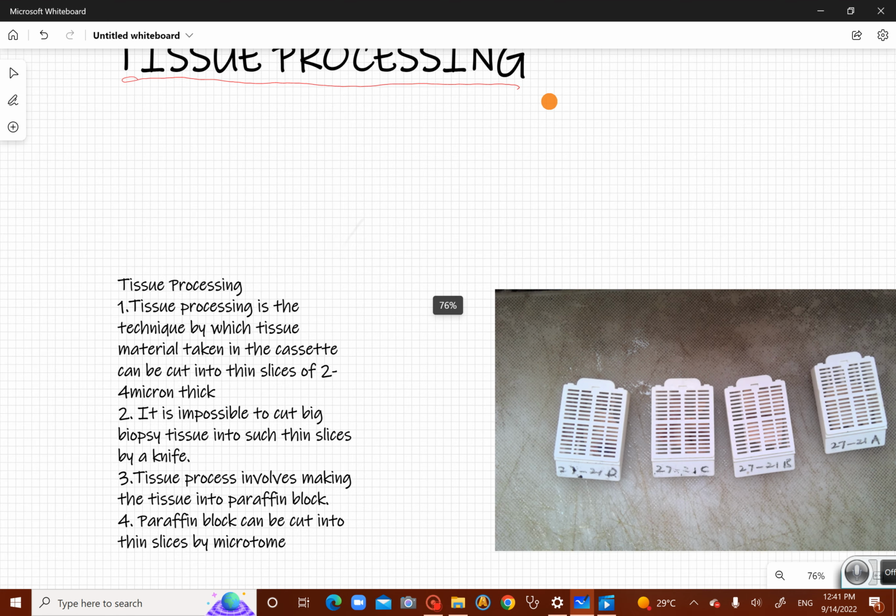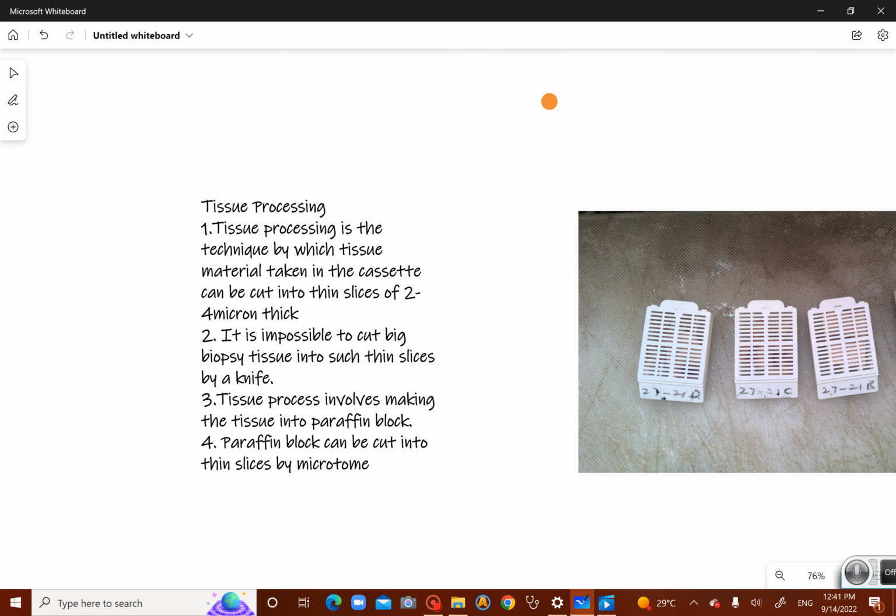Tissue processing is the technique by which the tissue material taken in the cassette can be cut into thin slices of 2 to 4 micron thick. Now, it is impossible to cut big biopsy tissues into such thin slices by a knife. So what does tissue processing involve? Tissue processing involves making the tissue into a paraffin block, also known as a tissue block. And the paraffin block can be cut into thin slices by a machine which is known as a microtome.